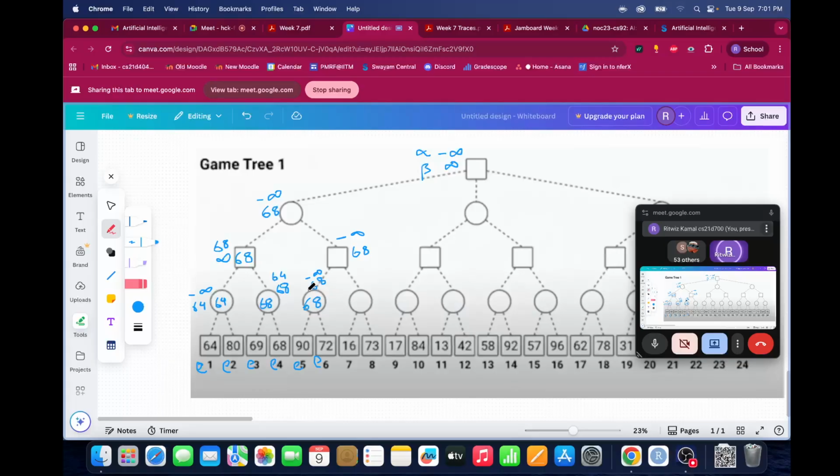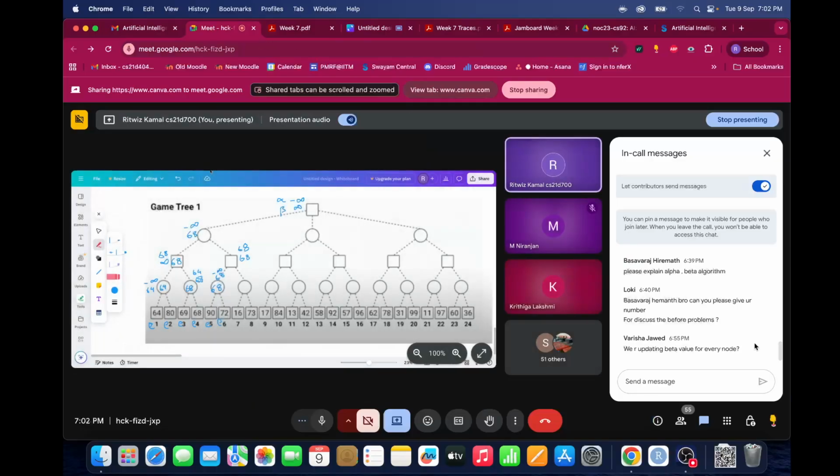Okay, and this will be returned to this max node, whose alpha value is minus infinity, lesser than 68. So the alpha value being offered by this min node to this max node is greater than the current alpha value that this max node has. So now do you understand whether alpha value will get updated or not? So alpha value will become 68. Are you with me till this point? Yes. Everyone? Okay.